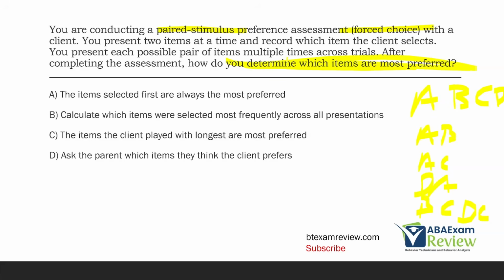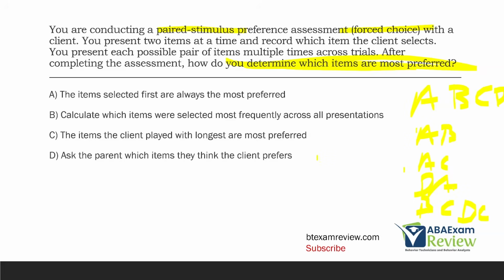A, the items selected first are always the most preferred. Well, that's not necessarily true, right? Because we're going to compare all items against one another. We want to see how many times each item was chosen. B, calculate which items were selected most frequently across all presentations. Yeah, if they picked A every single time, A is going to be the most preferred.